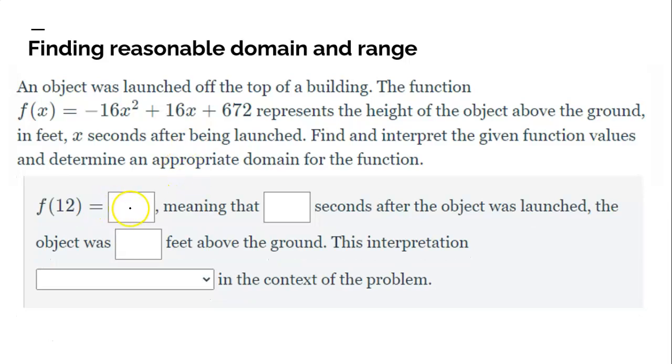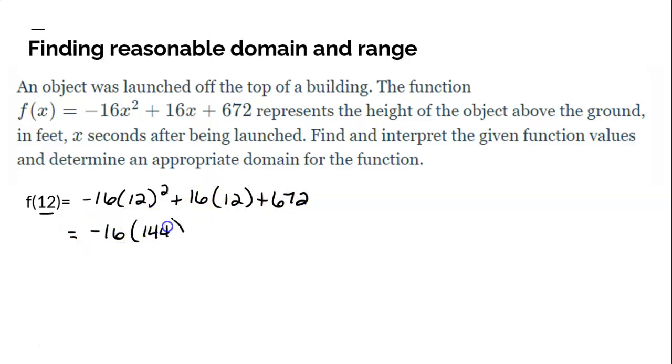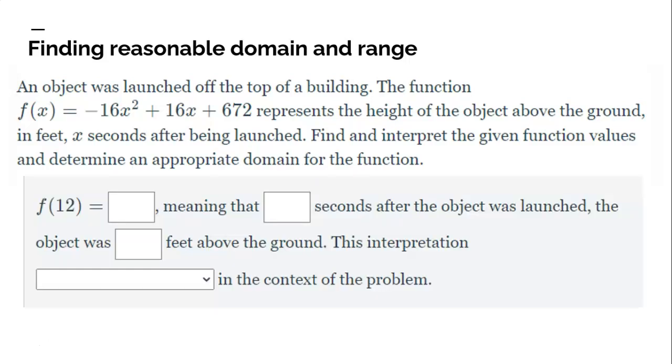Let's try f of 12. So we're talking about 12 seconds. Let's see what's happening 12 seconds after we launch. So we're going to do 12 squared, which is 144. I'm going to do -16 times 144. That gives me, oops, I think I typed that in wrong. 16 times 144 is -2,304.